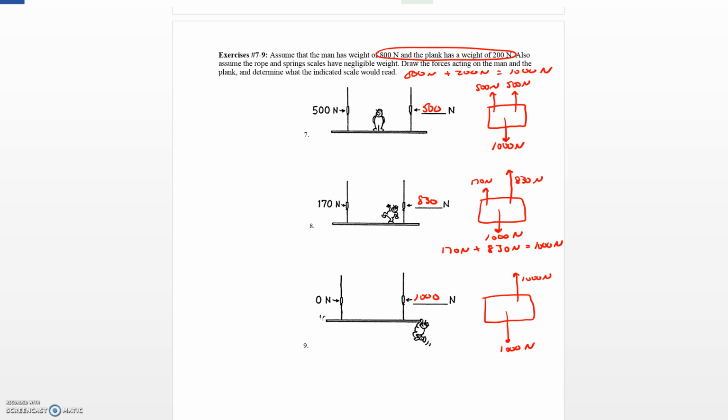On the last picture, now he's hanging off the edge so that there's no force acting on the spring on the left. It all must be acting on the spring on the right. So if his weight is 1,000 Newtons in the downward direction, the force on that scale must be 1,000 Newtons in the upward direction. The last 2 sheets I'm going to do on a second video.